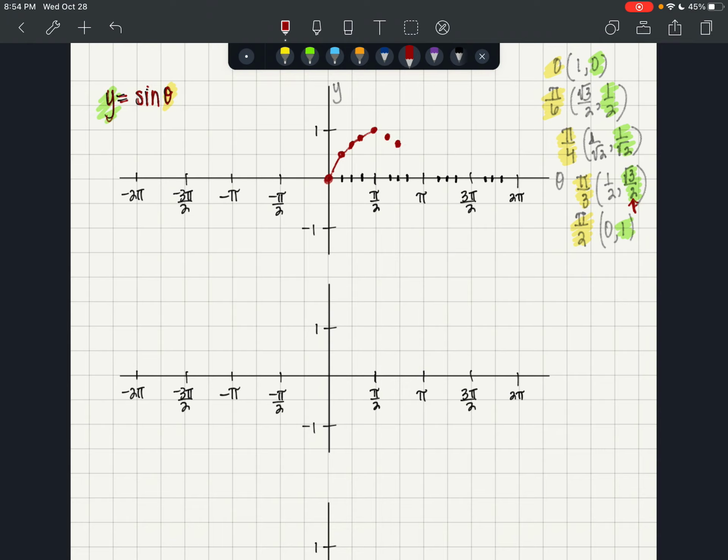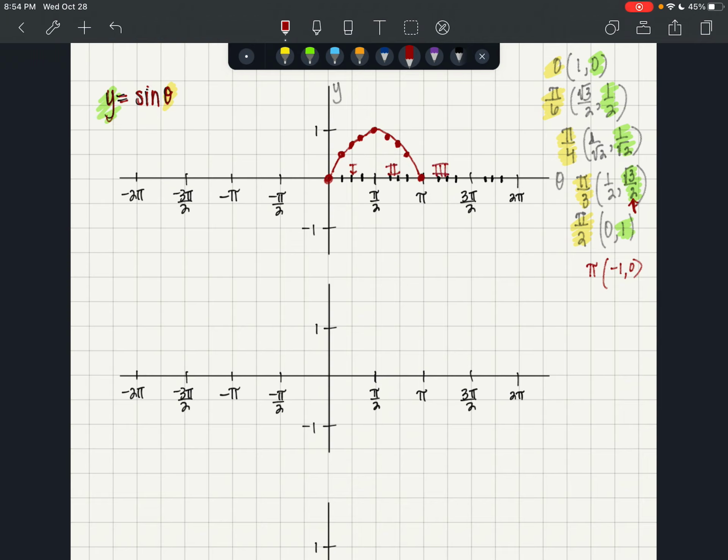And actually right there. And then when you put the pi over 6 in, you're going to get 1/2 again. And then what happens when you put pi in? When you put pi in, you get 0. See, isn't that neat? And then that's quadrant 1. This is quadrant 1. This is quadrant 2.